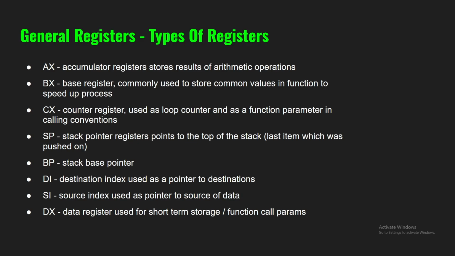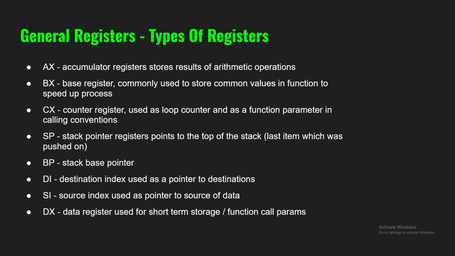And then we have the BP, the base pointer register, which points to the bottom of the stack where the stack is sort of created. The DI, destination index register, is used as a pointer to destination. So for instance, when you're accessing an array, things like that. And then your source index register is used as a pointer to the source of data. So you use this in sort of like a data stream.